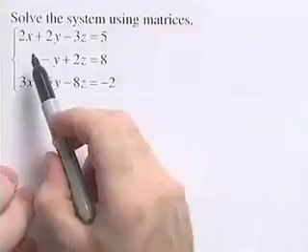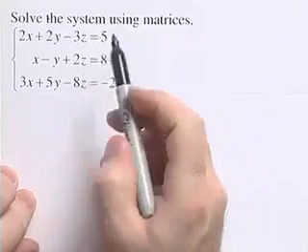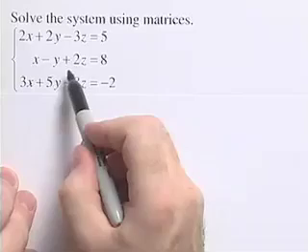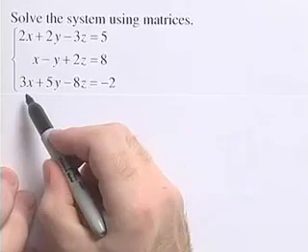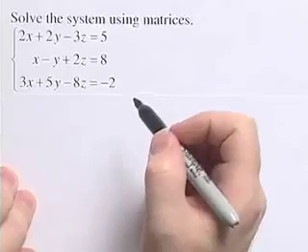We're going to solve another system of equations using matrices. We want to solve this system: 2x + 2y - 3z = 5, x - y + 2z = 8, and 3x + 5y - 8z = -2.